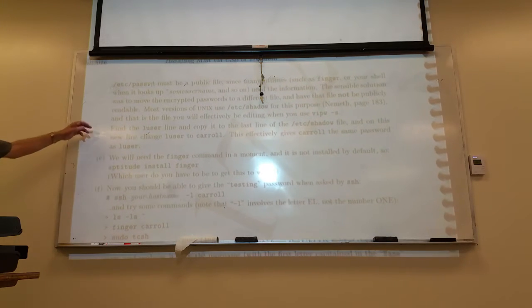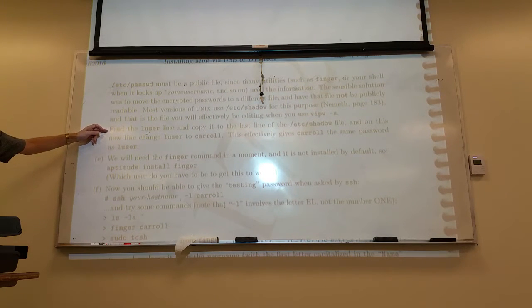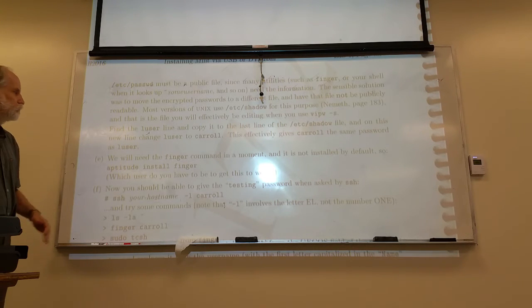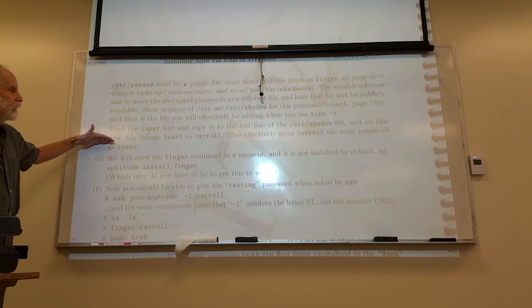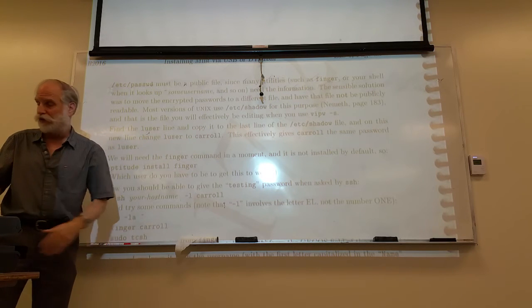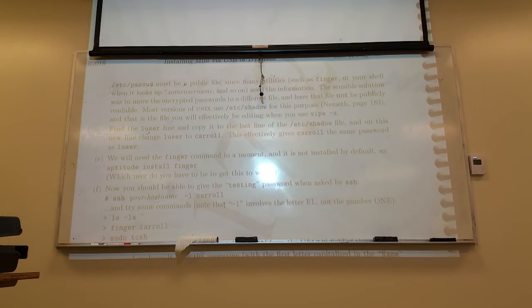Okay, so now we'll go down close to the bottom here, find that loser line, copy it with a yank and then put it back at the bottom there. And if we just leave it like that, if you change loser to Carol on that new line there, you now have a file where Carol and loser have the same password, so we know what that is.